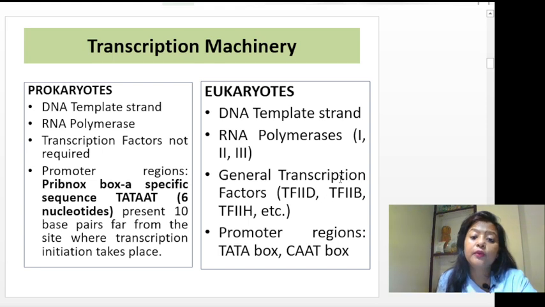Okay, so let's talk about the machinery involved in the transcription process in prokaryotes and eukaryotes.